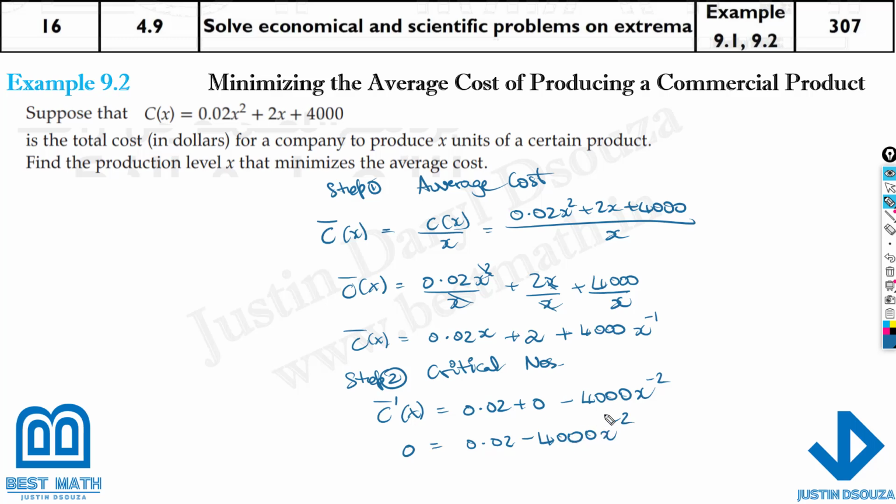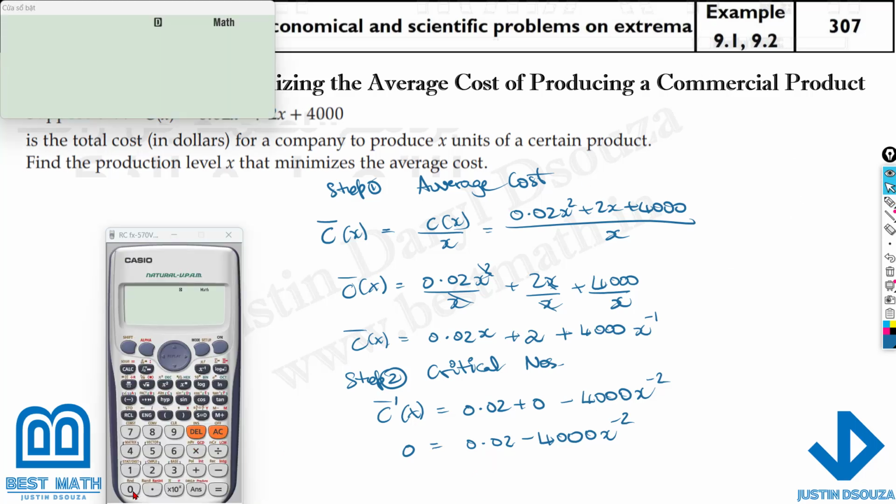One way would be taking this down to the denominator, it will be positive 2, and take it to the other side, divide 4000 by 0.02, and then take the square root. Long method, but the calculator method would be easy. The only issue is it might take some time to get the answer, but you will get the answer.